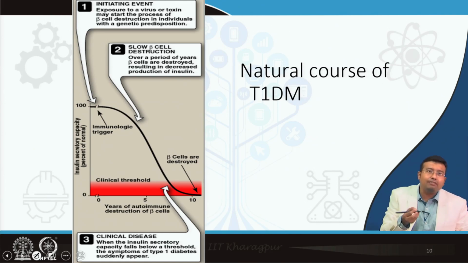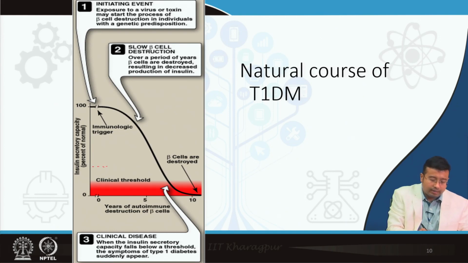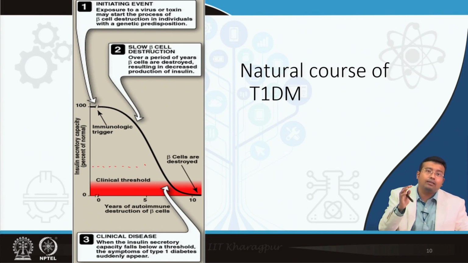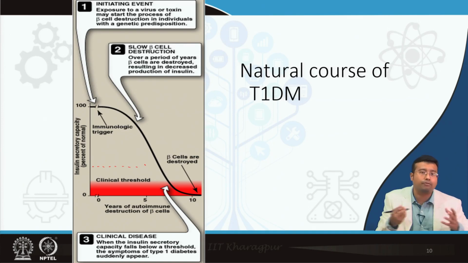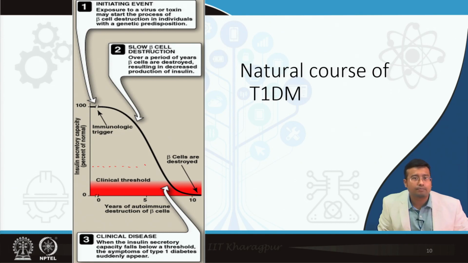So, the initiating event is an exposure to any virus or toxin that will lead to the autoimmune trigger, and in course of time it will slowly decrease the beta cells. Mind it, if we just look at the insulin secreting capacity, when the beta cell destruction is going on, still the pancreas secretes an adequate amount of insulin so that the disease is undiagnosed. Now, suddenly when the destruction has reached a certain level, the symptoms develop, there is ketosis, there is hyperglycemia, all the features of type 1 diabetes, okay.